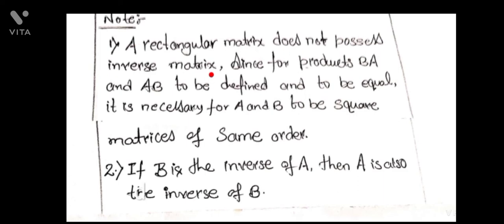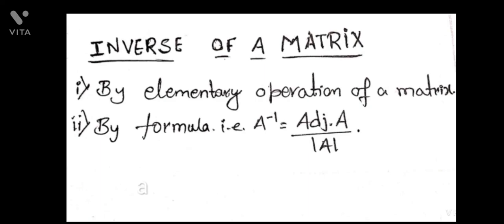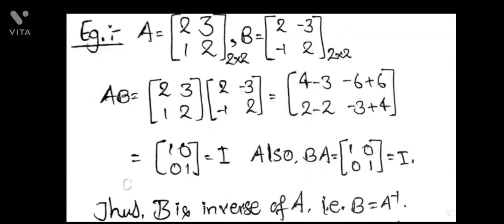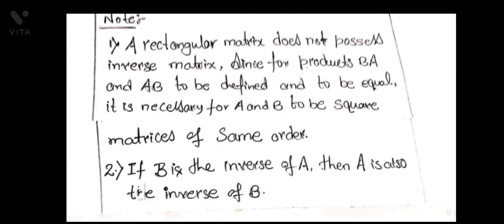The second rule says that if B is the inverse of A, then A is also the inverse of B. Just vice versa, as I told you in the starting itself. So if B is the inverse of A, then A is also the inverse of B.